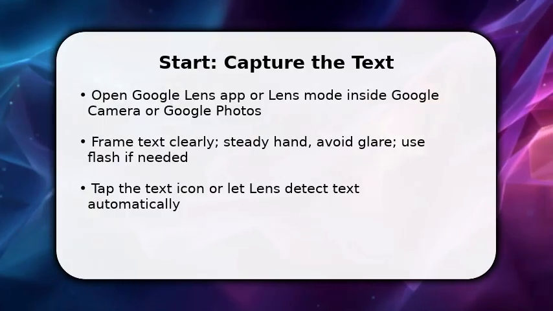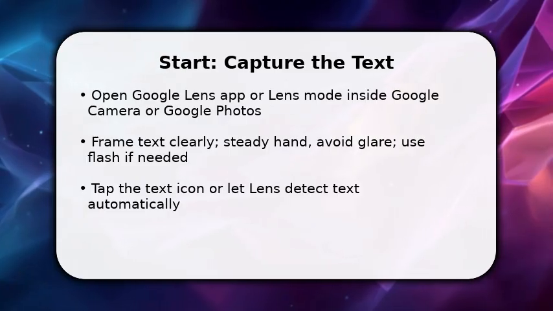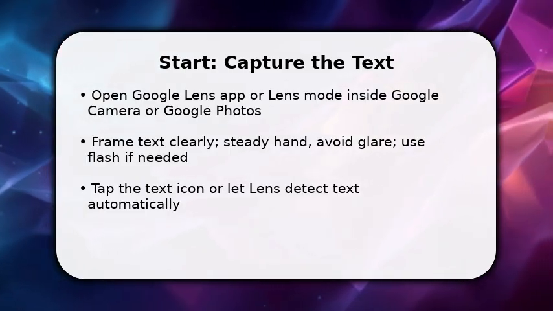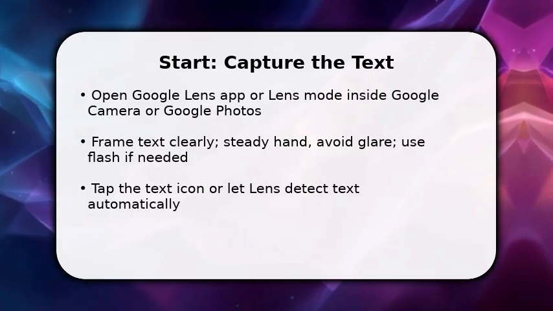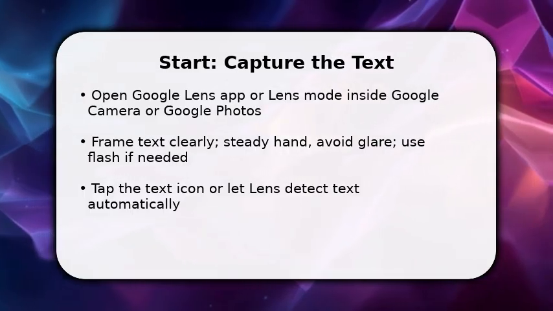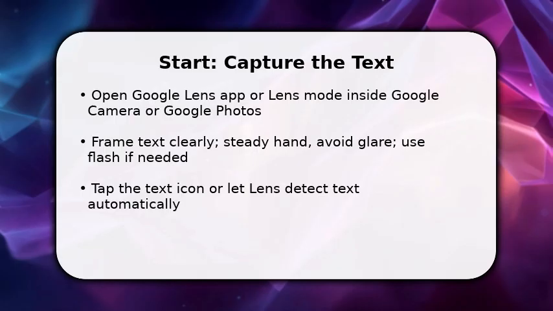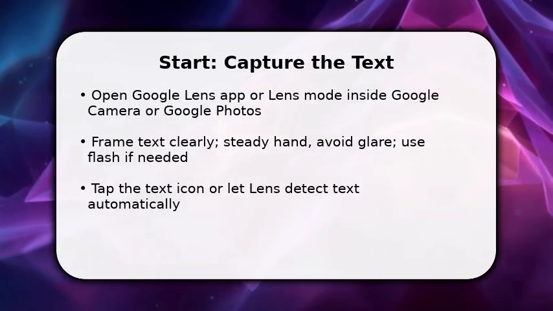You begin by opening Lens and pointing at the text you want to copy. Make sure your phone is steady and the text fills the frame. Once Lens detects characters, it outlines them. If detection is slow, toggle the text mode or switch to the photo you already took.